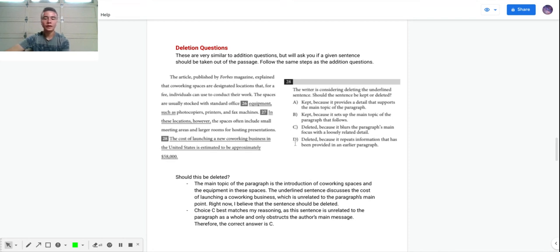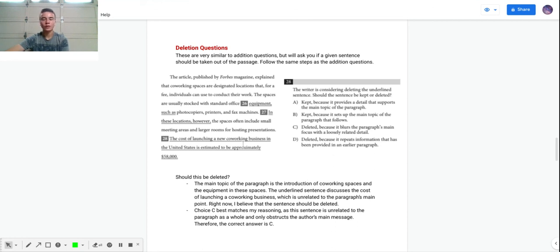C and D both say this should be deleted. C says deleted because it blurs the paragraph's main focus with a loosely related detail. The cost of launching a new business is not really related to the main focus of the paragraph. So C seems like it's going to be the correct answer, but let's check out D because it also says it should be deleted, but it provides a different reason. It says deleted because it repeats information that has been provided in an earlier paragraph.